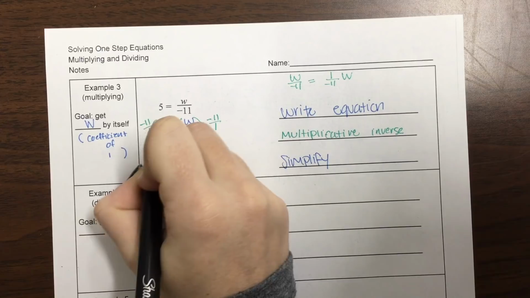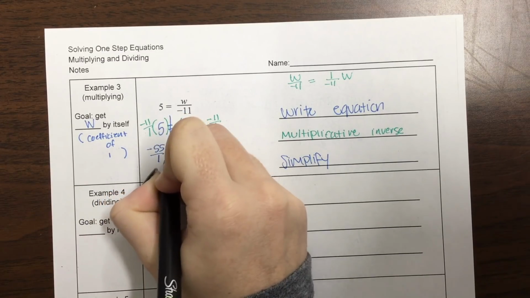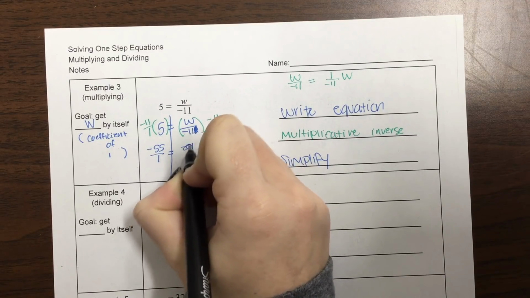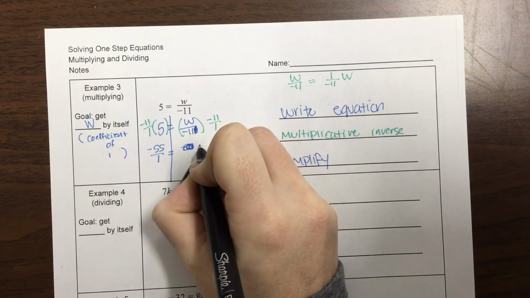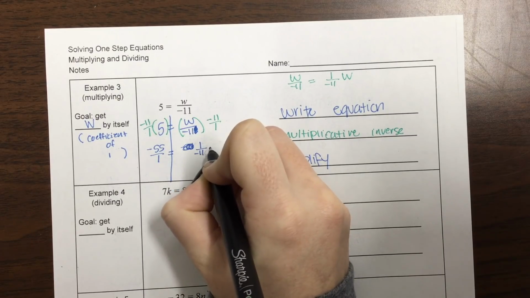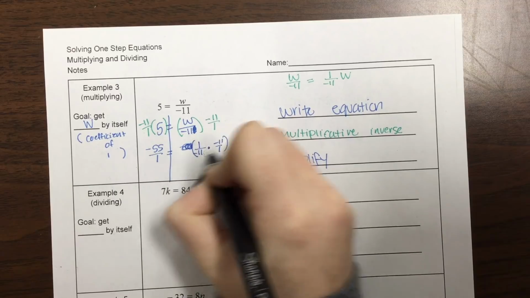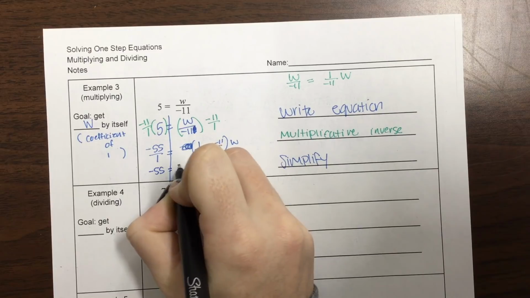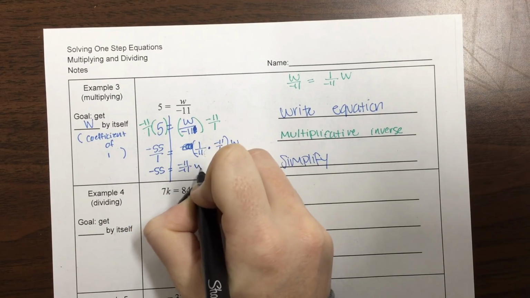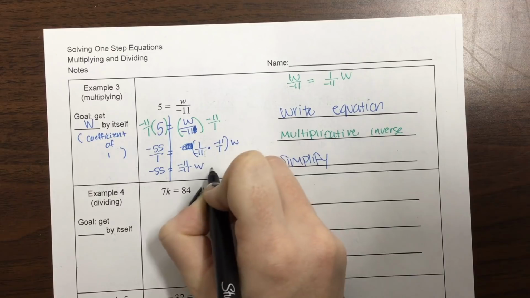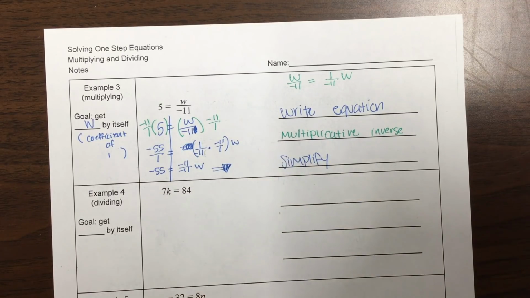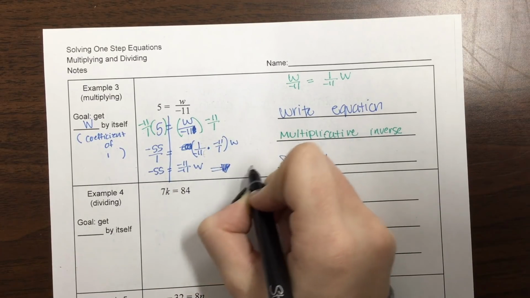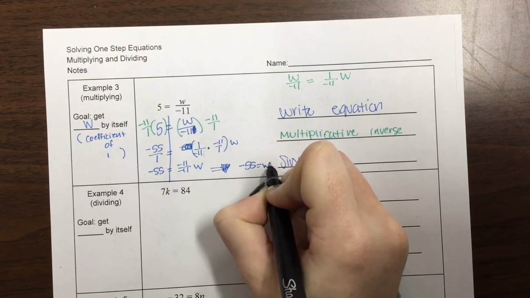-11 times 5 is -55 over 1 equals, then I have -11, I'll do it this way first. 1 over -11 times -11 over 1, that times w. So we get -55 equals -11 over -11 w. This simplifies to 1. Need to move it over here because I ran out of space. So -11 times -11 is 1. -55 equals w.